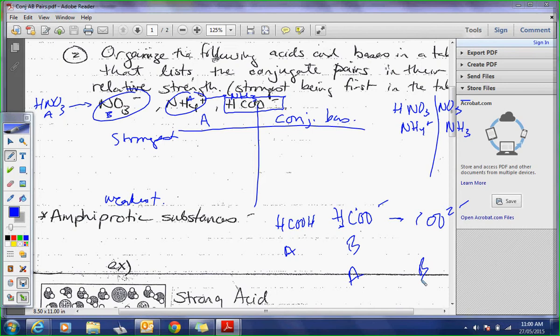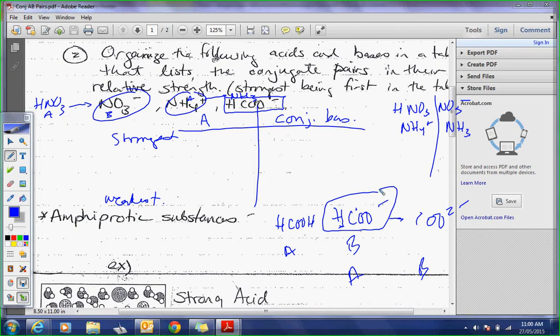Does that make sense? So that makes this, what do we call this? Amphiprotic. Protic being proton, amphi being like an amphibian, both things. Okay? So amphiprotic, meaning I can gain or lose a proton.